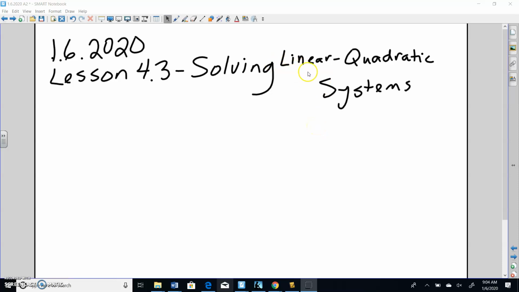We're going to solve where one of our equations is linear and the other is quadratic. So we have worked with 2 different types of quadratic equations to this point. We've worked with circles and we worked with parabolas. There's several other quadratic systems, there's an ellipse, there's a hyperbola as well. We haven't talked about those. But we're basically trying to figure out where those 2 things would intersect.